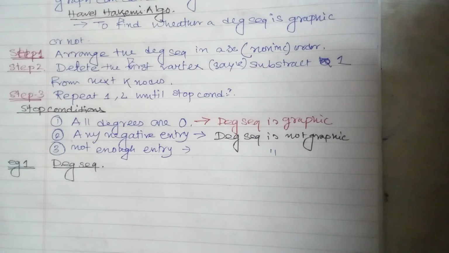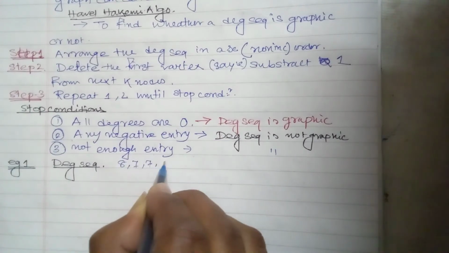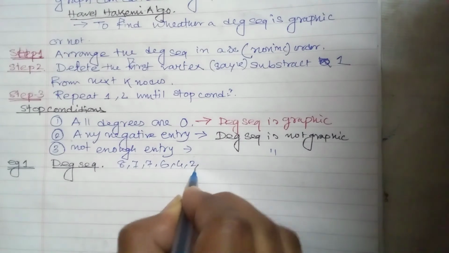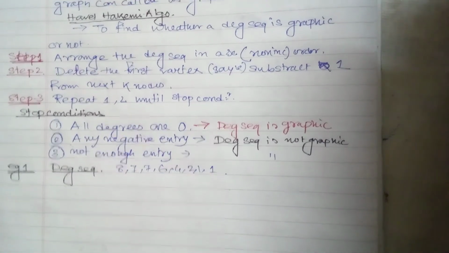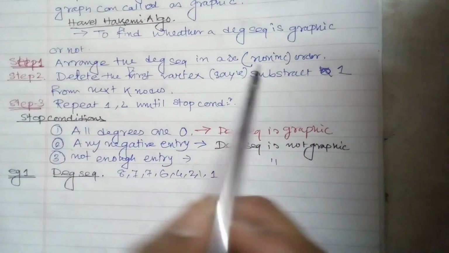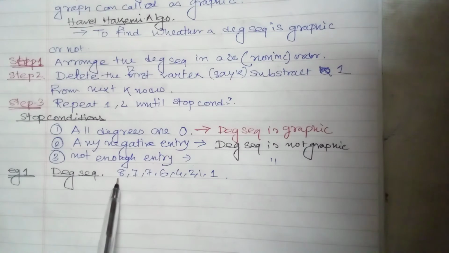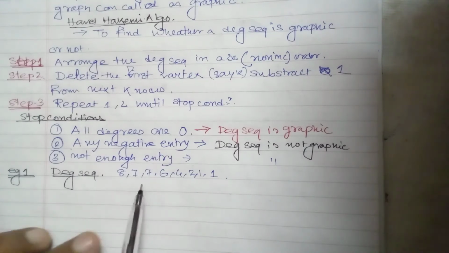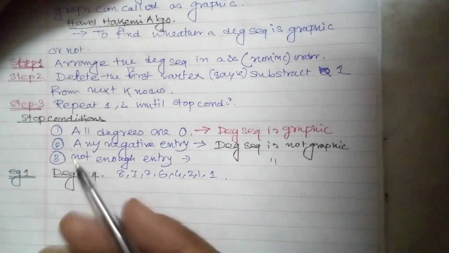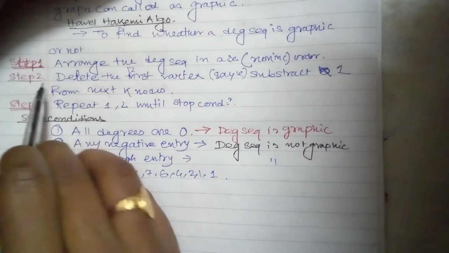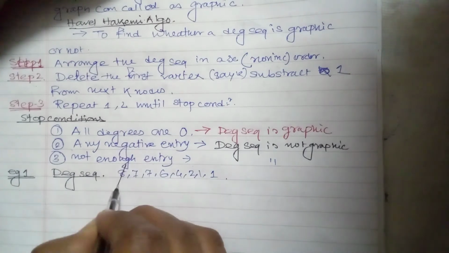Okay, the degree sequence is 8 7 7 6 4 2 1 1. According to the algorithm, arrange the degree sequence in non-increasing order. It is already in non-increasing order. Great. Now step 2 says delete the first vertex, so I am deleting the first vertex.